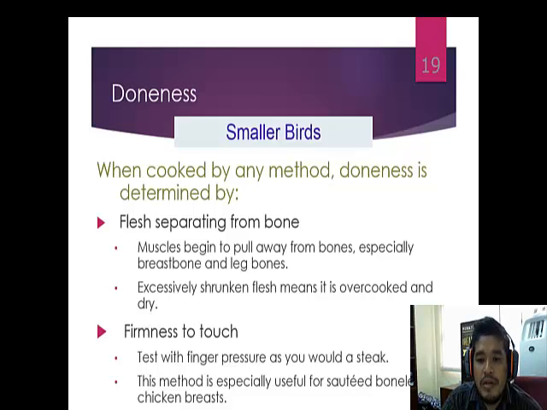Another test is firmness to touch: use your finger and give some pressure as you would to a steak. This method is useful for sauteed boneless chicken breast, because sometimes when you saute it, it can be overcooked or undercooked. By using finger pressure, you can determine its firmness.